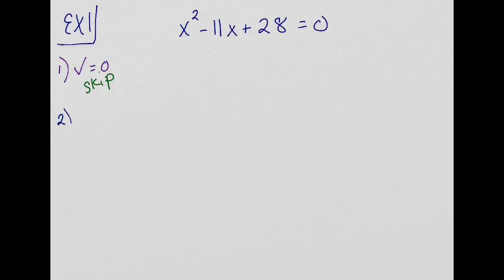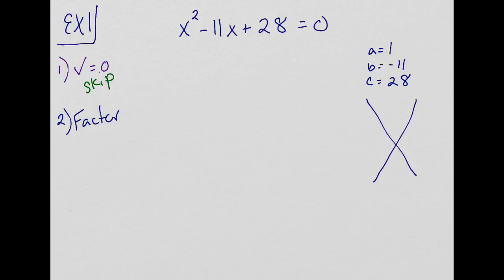So remember, with factoring, we need to list out an A, B, and C. Oops. So our A value is 1, because there's an imaginary 1 in front of x squared. My B is negative 11, and my C is a positive 28. So then for the sum and product puzzle or X puzzle, A times C, 1 times 28 is a positive 28, and my B is negative 11.